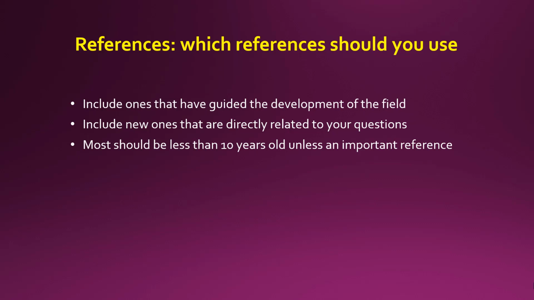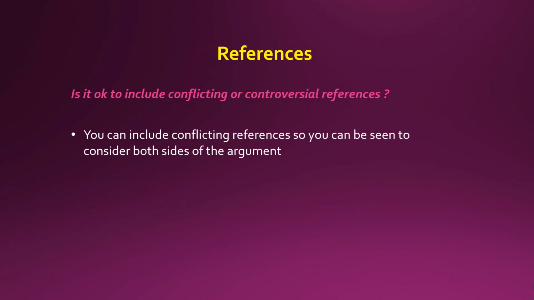You might want to include new references that are directly related to your questions, and by new I mean recently published within the past year or two. Most references should be less than 10 years old unless it's an important reference to your field. Is it okay to include conflicting or controversial references? Yes, you can include conflicting references so you can be seen to consider both sides of the argument.